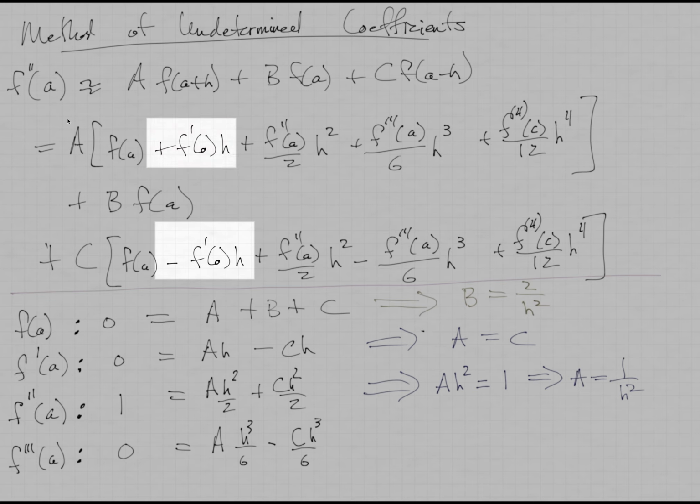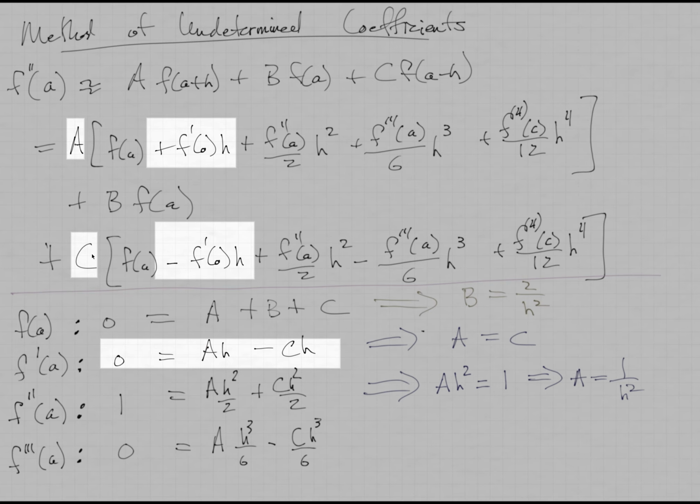Now the first one is multiplied by a, and the second one is multiplied by c. So we want a times the first one plus c times the second one to cancel. Well, if you factor out the f prime of a, what's left is a times h minus c times h. So we want those guys to cancel too. In other words, we want ah minus ch to be equal to 0.